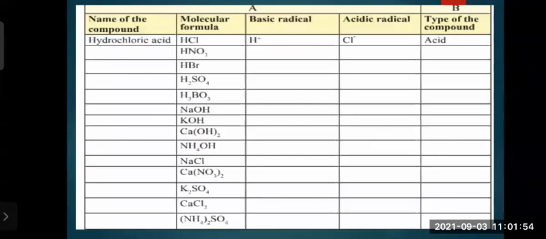Now, on the basic radical side, it does not have H plus, and in the acidic radical, it does not have the OH radical. So such compounds are called salts. They don't have H plus, and they don't have OH minus either. So they are called salts.